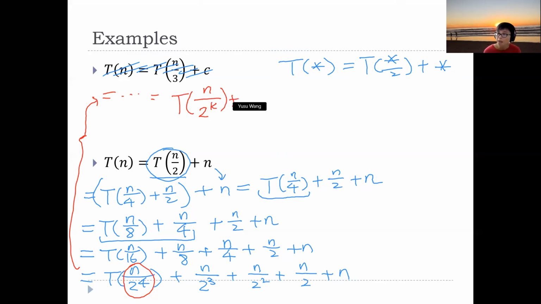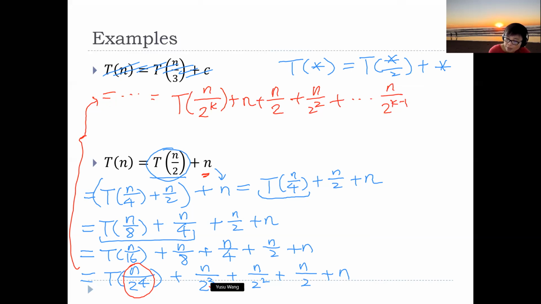Outside, what happened? Well, originally, I only have a factor n. The first time I unroll it, I have to add n over 2. The second time I unroll it, the problem size becomes half again, so I have to add the term n over 2 squared. And the third time I have to add n over 2 cubed. And so on, until we get to the k-th time, which comes from the problem size at k minus 1. You see here the exponent differs by 1.